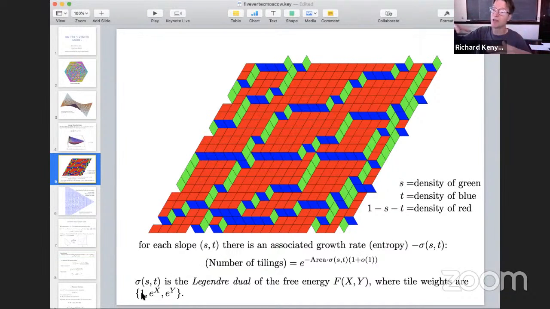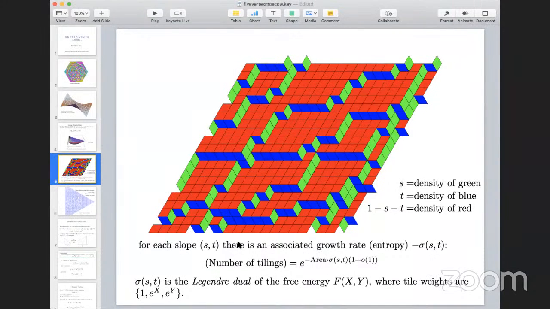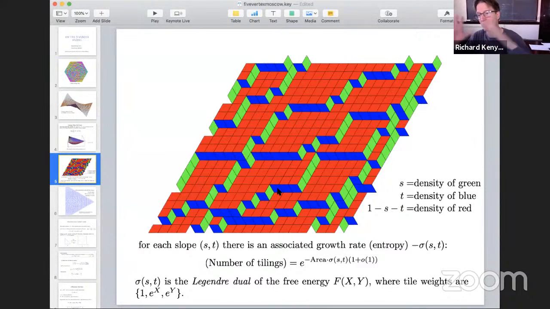Then you take a random tiling weighted with the product of the weights of the tiles. In other words, you can think of x as the energy for a green tile and y as the energy for a blue tile, or minus the energy. Then as x increases, you'll get more green tiles, and as y increases, you get more blue tiles. Those x and y variables also control the densities of the tiles. And therefore, instead of fixing S and T, we can find a related x and y. Once I fix those x and y values, the system will naturally have a preferred slope, S, T. But now you don't have boundary conditions, right? Yeah, this is no boundary. Think of this as either free boundary conditions or maybe a torus.